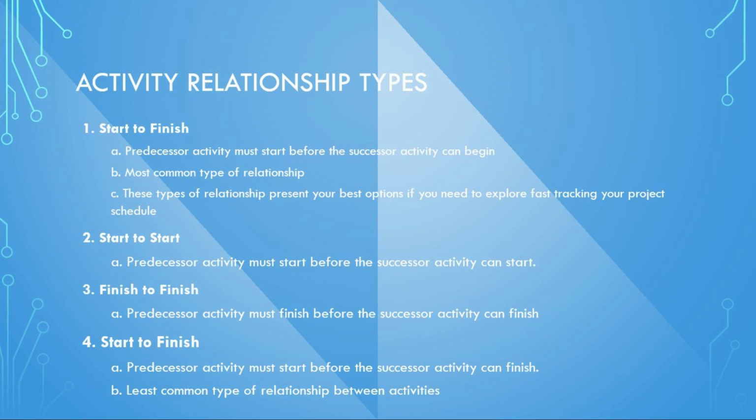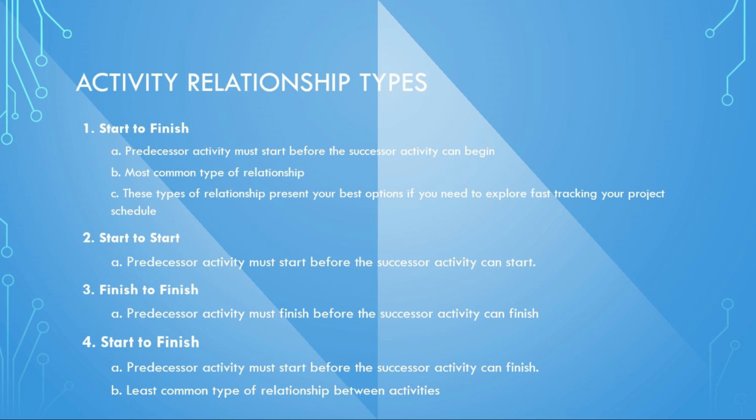The next thing to determine is what type of relationship those two activities have. There are 4 types of relationships that activities can have: finish to start, start to start, finish to finish, and start to finish. A finish to start activity relationship is where the predecessor activity must start before the successor activity can begin. This is the most common type of relationship.